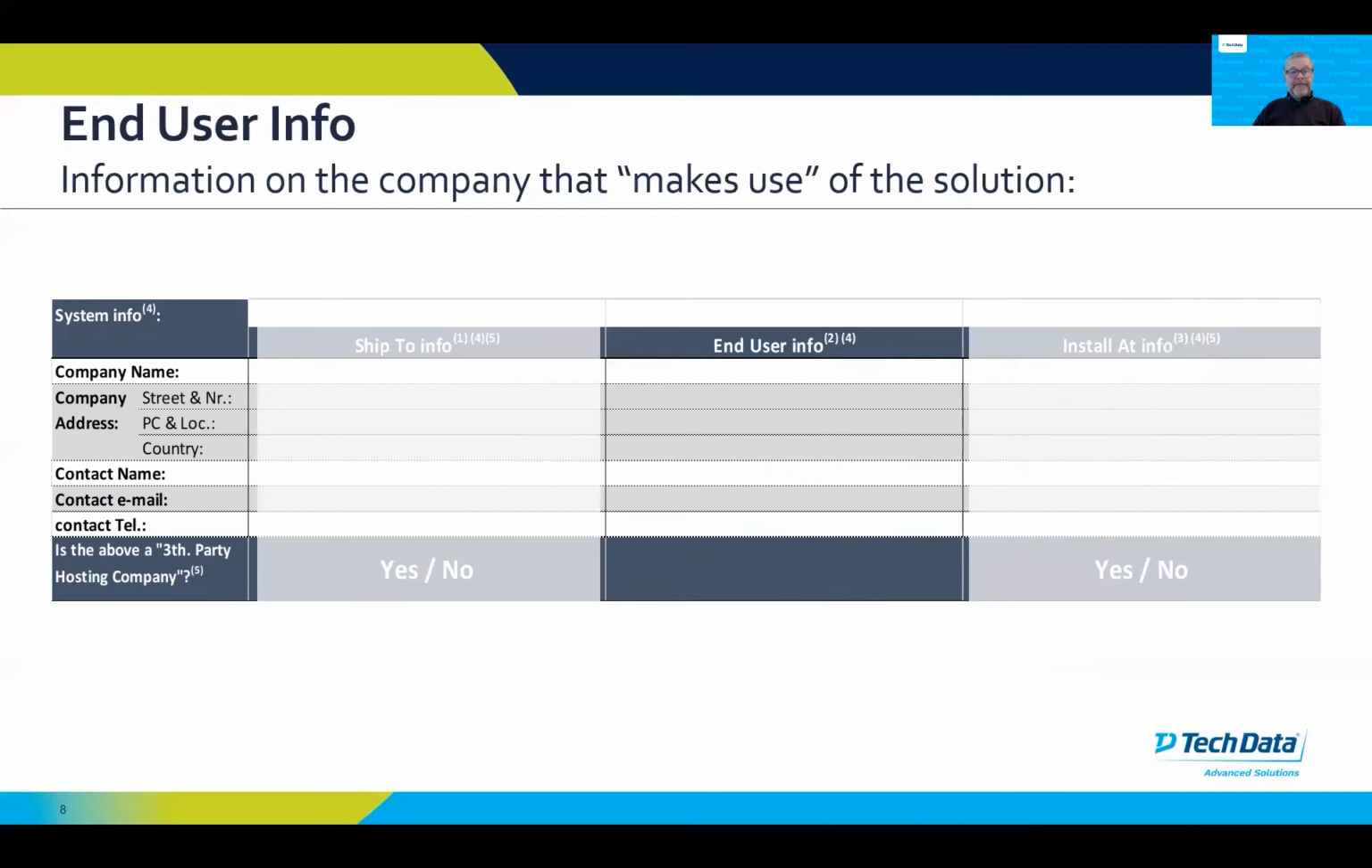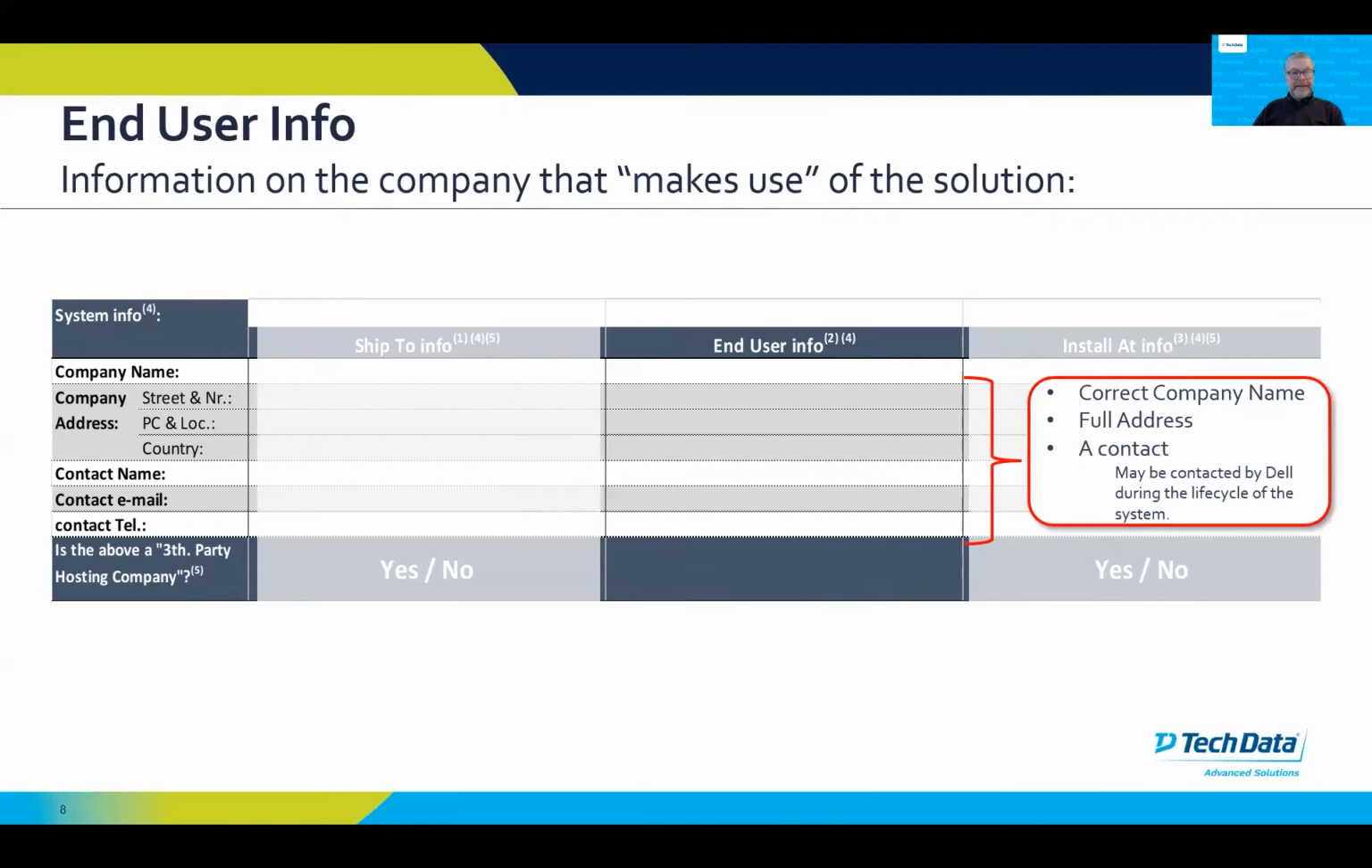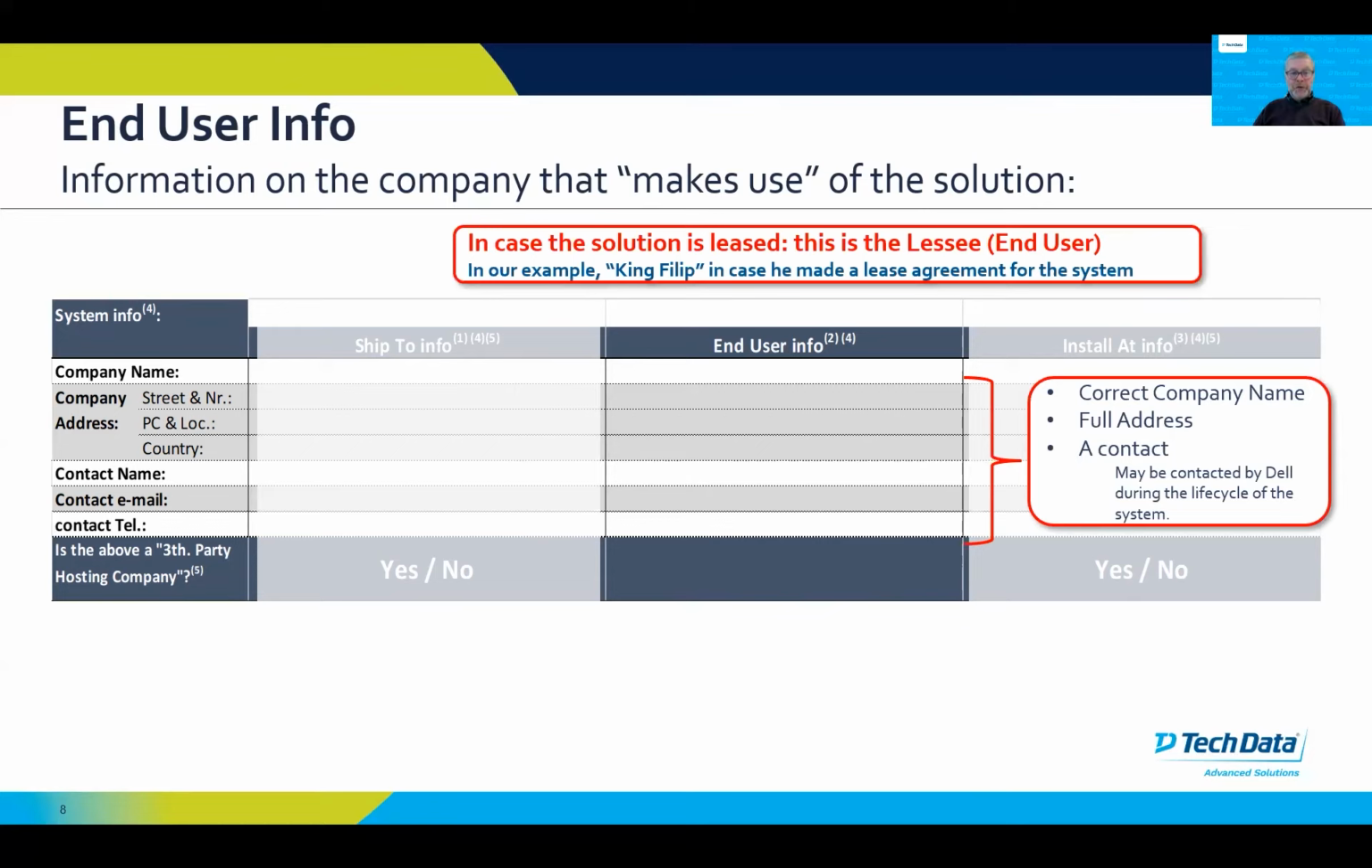The next item is the end user information. Again, we will need detailed company and contact details. Note that in case the system is procured by the end user in the form of a lease agreement involving a third-party financial institution, this can be Tech Data Financial Services or Dell Financial Services or another financial organization.